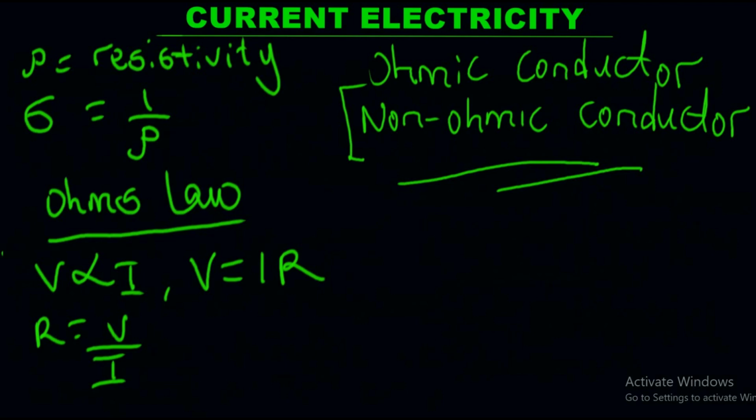There is a very crucial aspect you need to take note of that is asked in exams. For ohmic conductors, which obey Ohm's law, we have a graph like this. This is our V, which is in volts, and this is our I, which is in amperes. And we have a straight line.